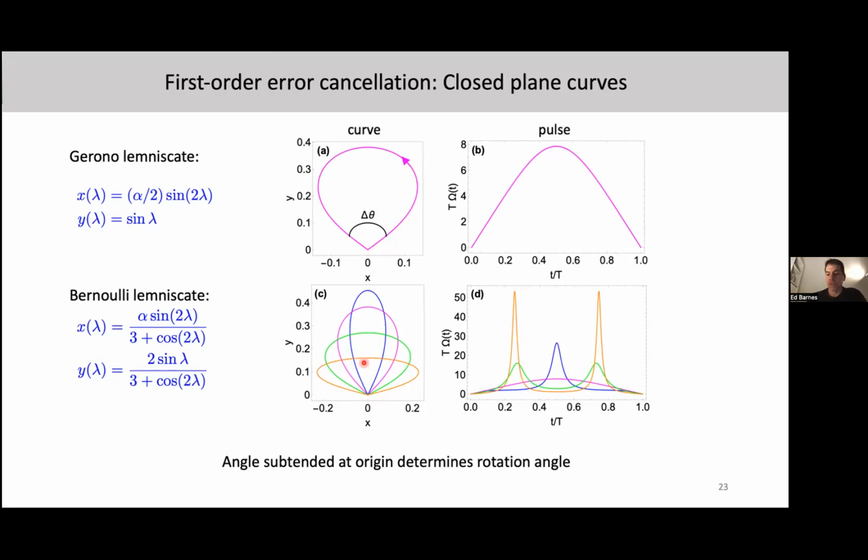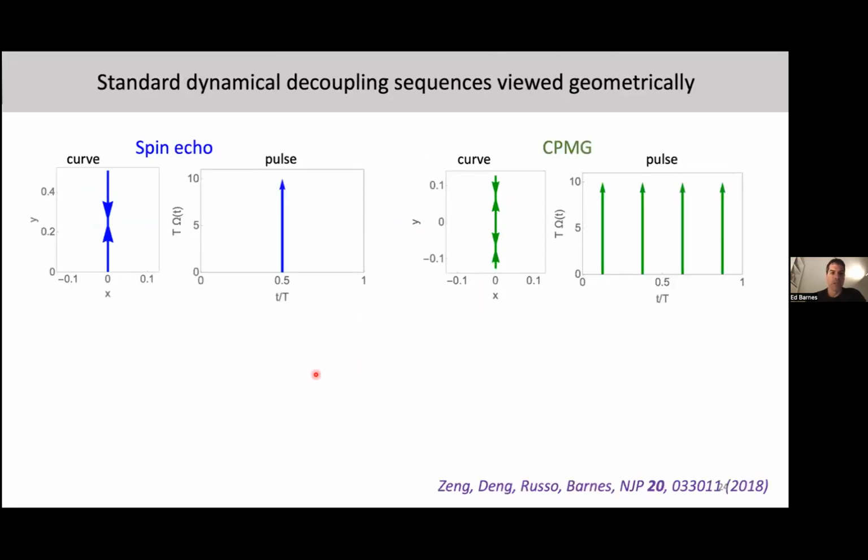So this is a general solution to the problem, which means that I should be able to go back and understand all those famous dynamical decoupling results like spin echo and CPMG and so on in this geometric language. So spin echo, for example, looks like this.